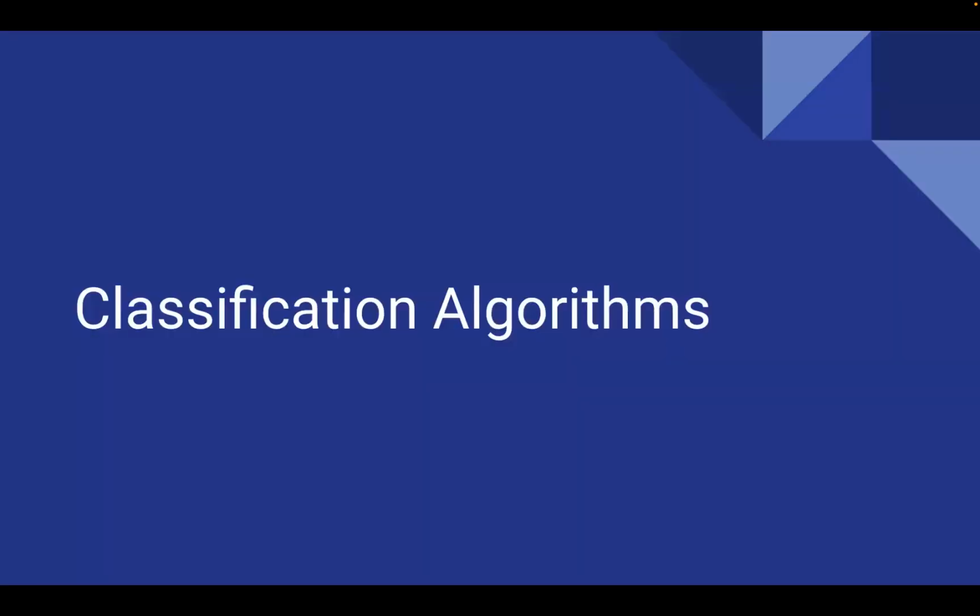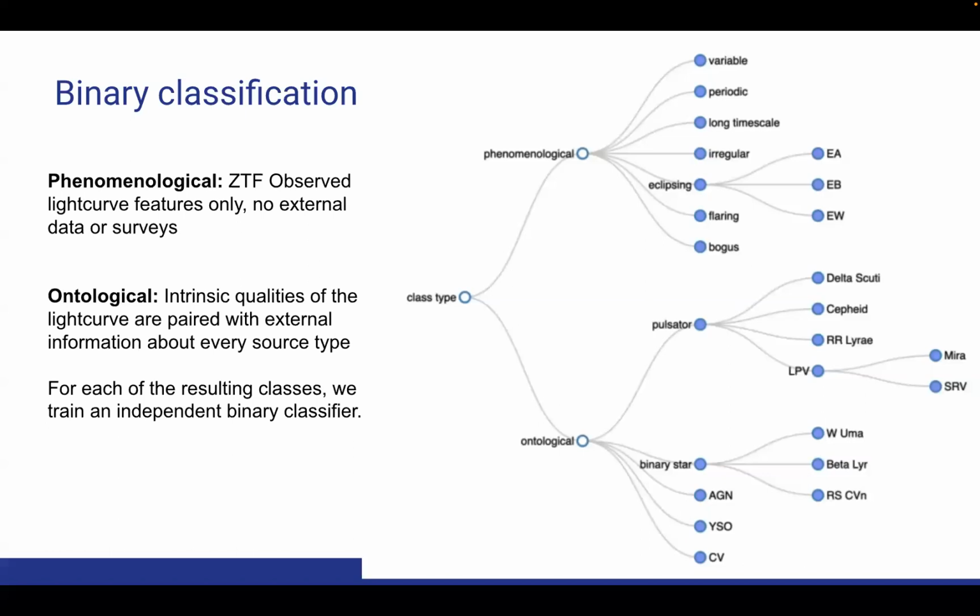Cool. So I'll pass it on to Sungmin to touch on some of the classification algorithms. All right. So for the classification algorithm, what we have is an individual binary classification model for each of the categories. This plot is a hierarchy of all the classification categories there are. At the higher level, there are two different levels, phenomenological and ontological. Phenomenological means that it only uses the light curve features to produce these categories. Ontological means that on top of the light curve observations, you use all the external information, the astrophysical properties of the source type, to produce this category.